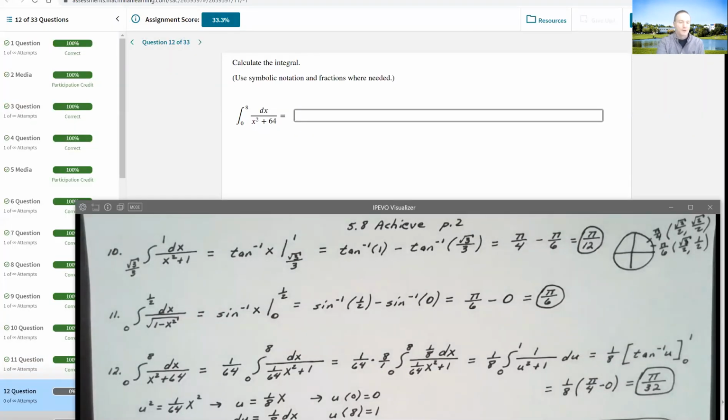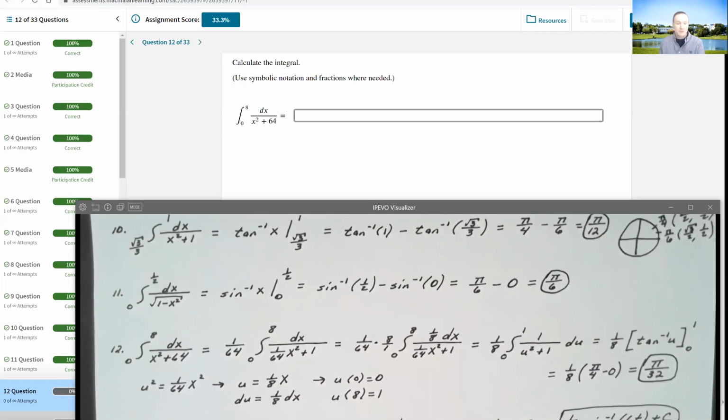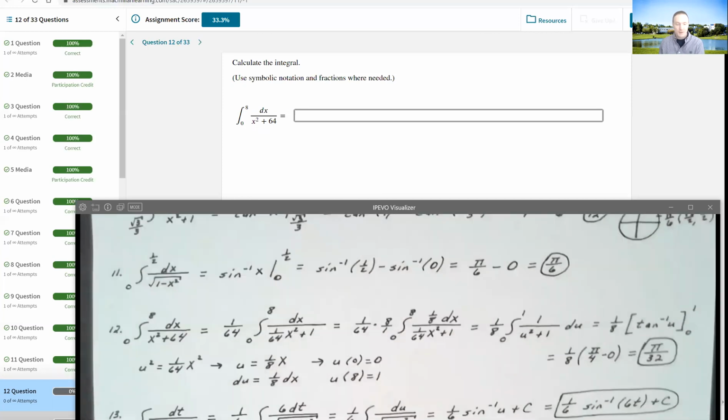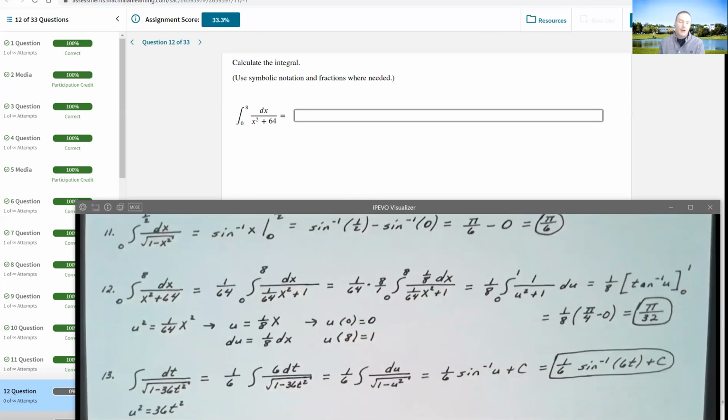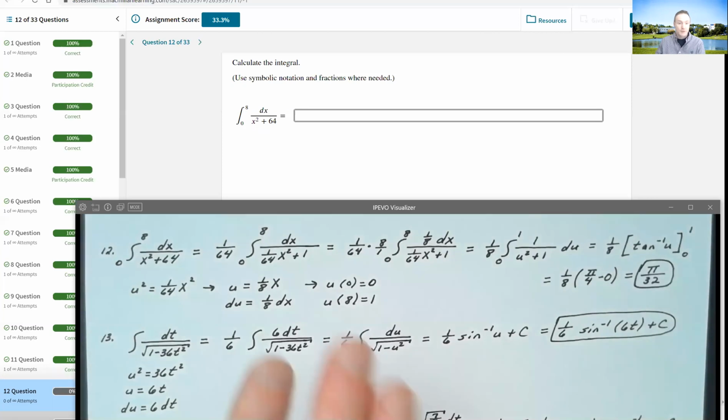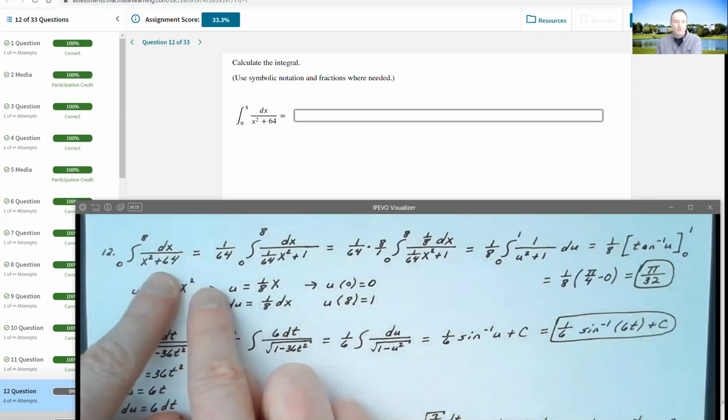we have the integral from 0 to 8 of dx over x squared plus 64. So finally, you're thinking, okay, there's going to require some more work in this one because this is not just the straightforward inverse tangent function like number 10 was. So I'll have to do some substitution work to make this the more straightforward inverse tangent.